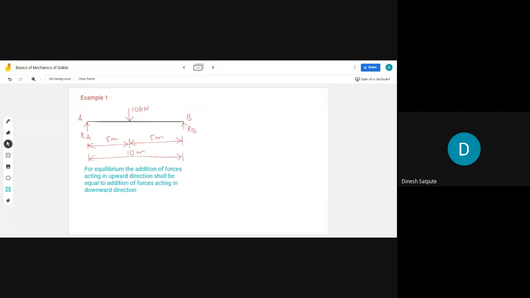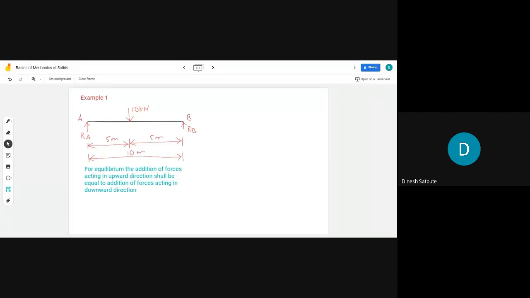So if you calculate the addition of forces going in upward direction, how many forces are going in upward direction? Can anyone answer? Sir, two forces. Which are the two forces? Sir, RA and RB. Who is speaking? Sir, I am Himanshu Patil. Okay, very good. Yes, RA and RB are the two forces going in upward direction.